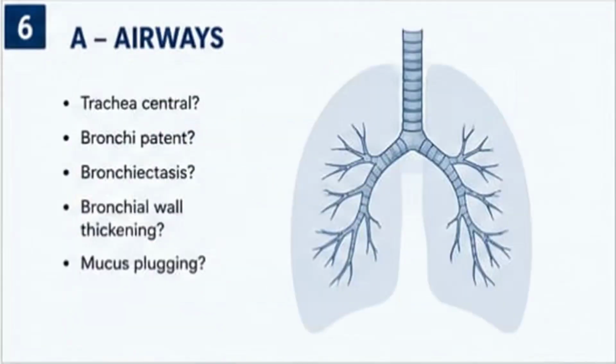Start by examining the airways. Check whether the trachea is central and whether the bronchi are open. Look for bronchiectasis, bronchial wall thickening, or mucus plugging. These findings can suggest chronic infection, inflammation, or airway disease.